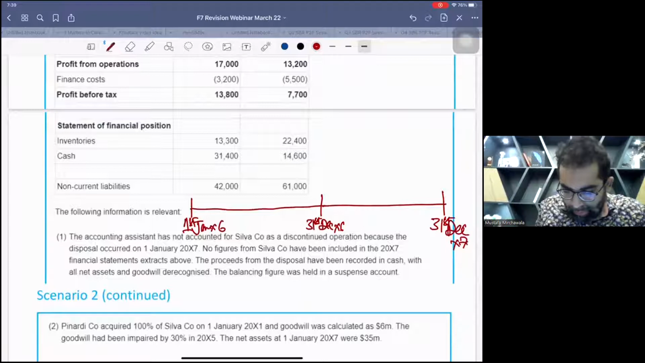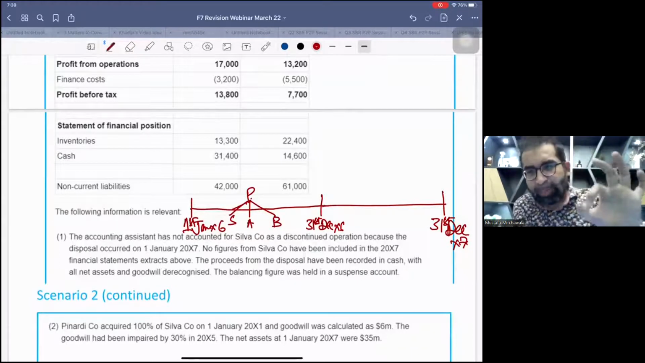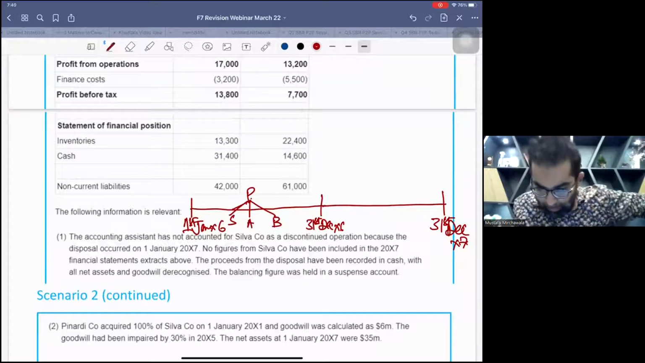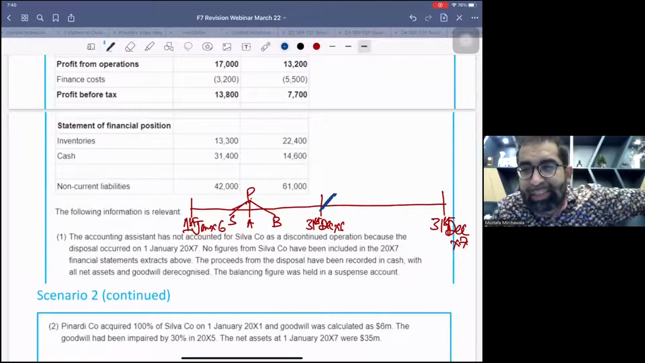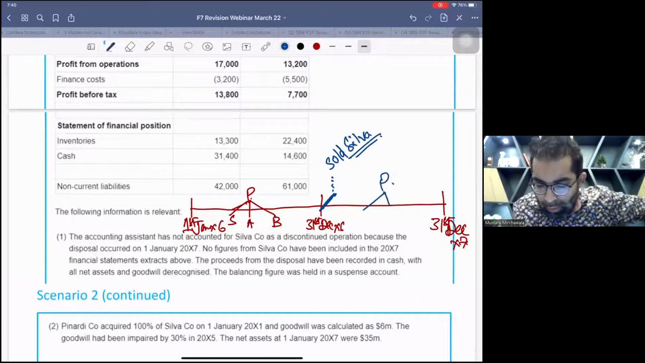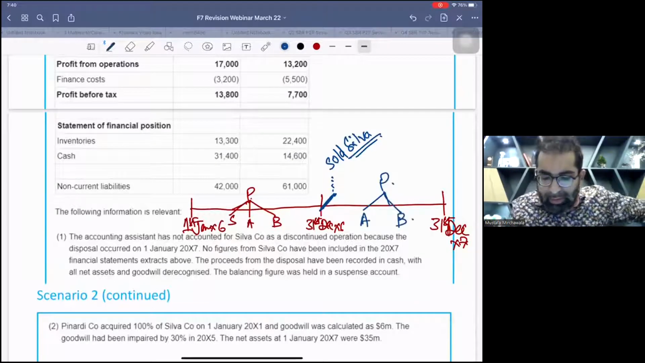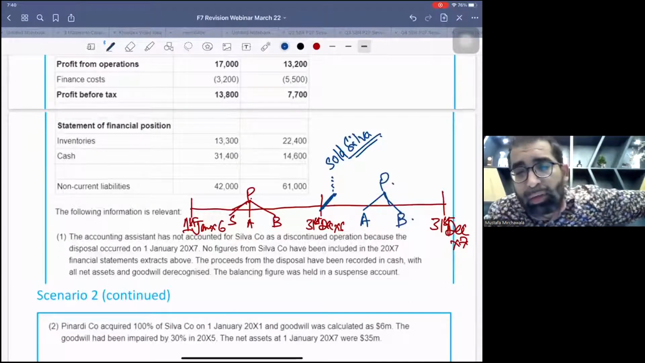Here, in this year, we had P company, we are P company, and we had, let us say, three subsidiaries: Silva, A and B. S for Silva, and A and B are just imaginary names. So last year we had three. Now, on the first day of the next accounting period, meaning 1st January X7, we sold Silva. So that means this year we have only two left, A and B. That means Silva was removed. Silva was sold on the first day of the next accounting period.